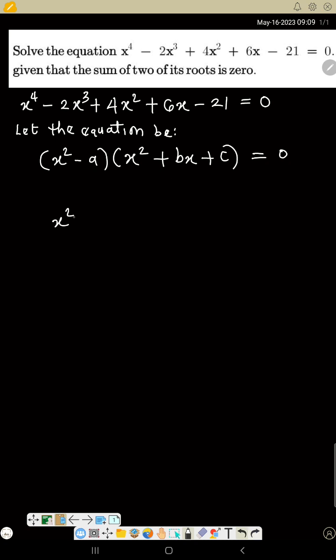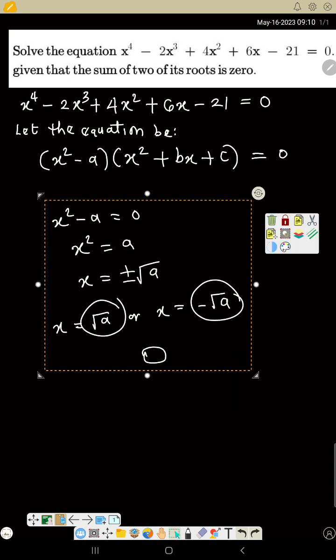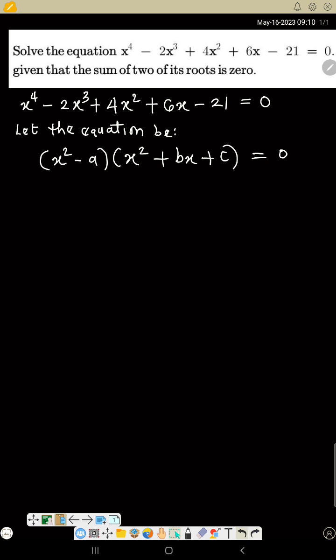So that if you say s squared minus a equals 0, s squared will be equal to a. s will be equal to plus or minus square root of a. Meaning s will be equal to plus root a, or s is equal to minus root a, so that if you sum these two roots you get 0. So that's why we think of this, because the sum of two of its roots must be 0. And the other one is a complete quadratic equation like that.